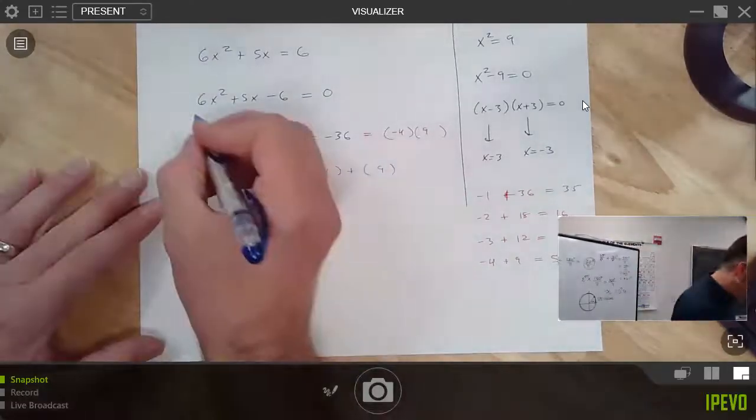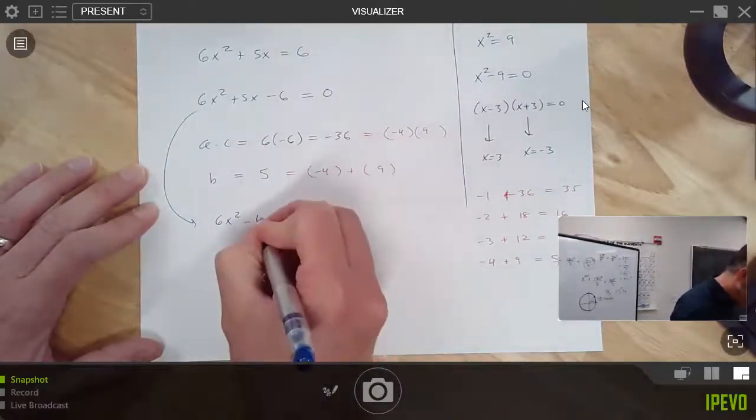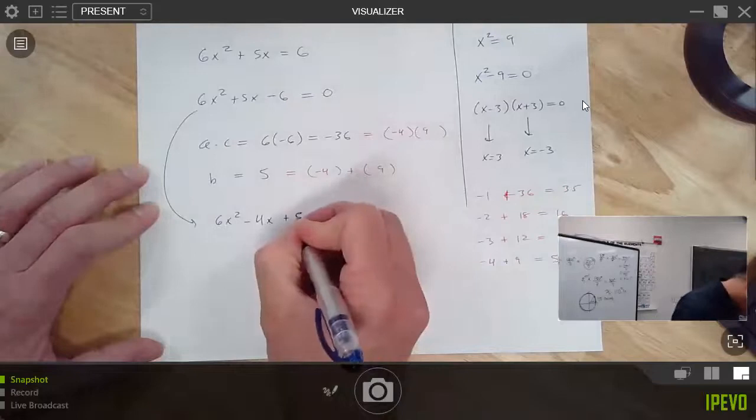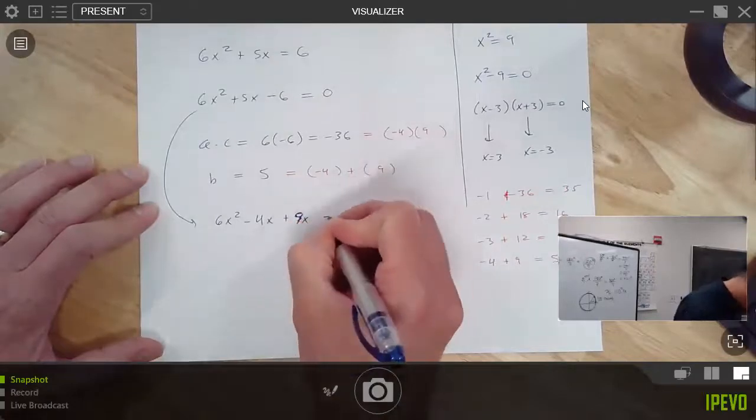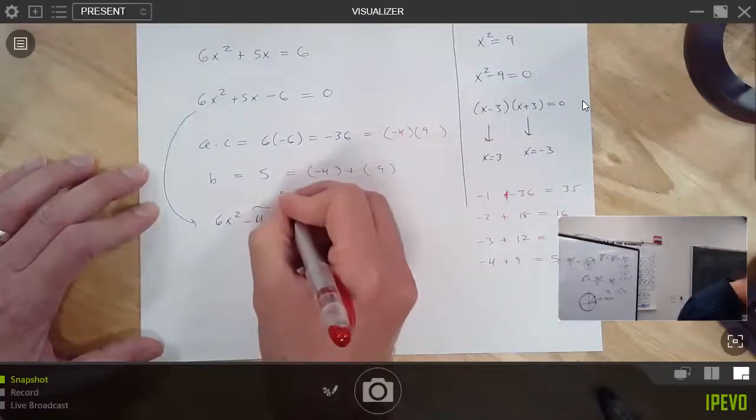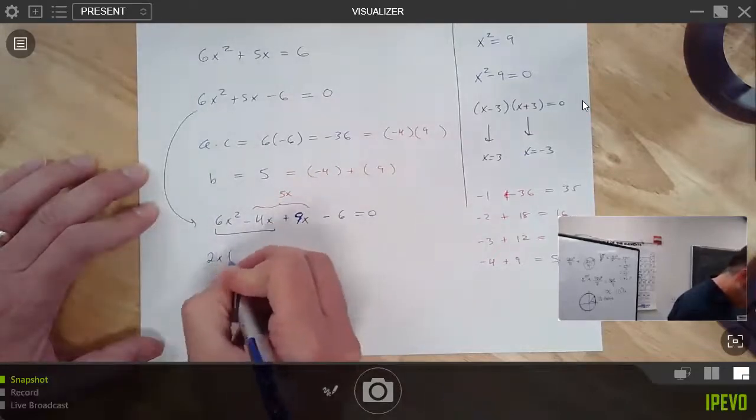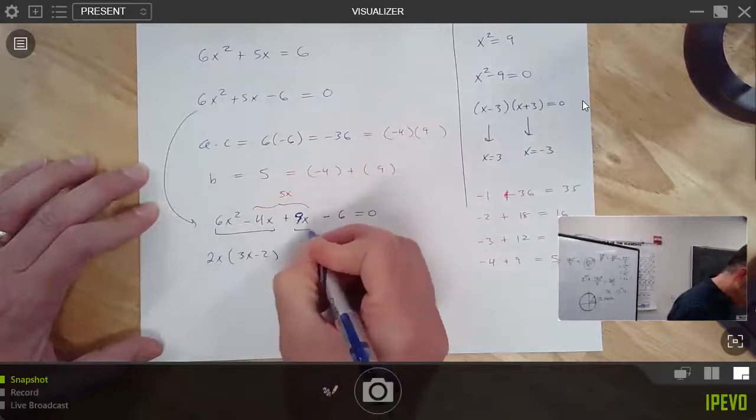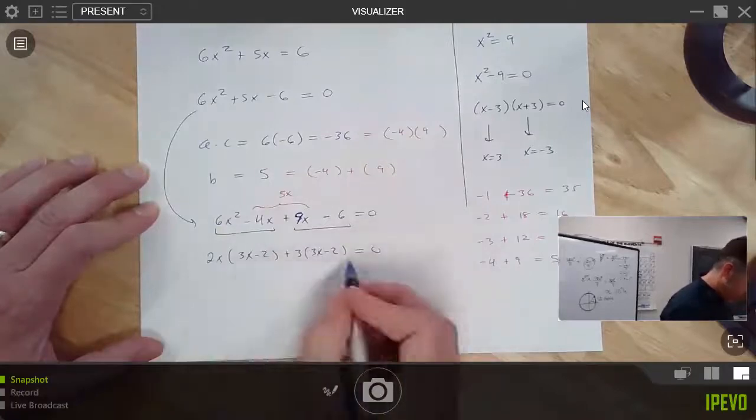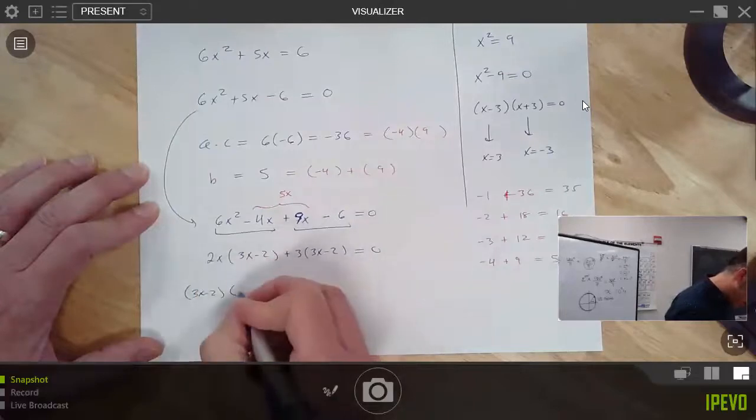So then we're going to rewrite this as 6x squared. I'm going to choose the minus 4x first, not plus 5x, plus 9x minus 6 equal to 0. And then we factor by grouping. I can factor out a 2x from here, and I'm left with a 3x minus 2. I can factor out a 3 from here, and I'm left with a 3x minus 2. And then from each of these, I can factor out the 3x minus 2, and I'm left with 2x plus 3.